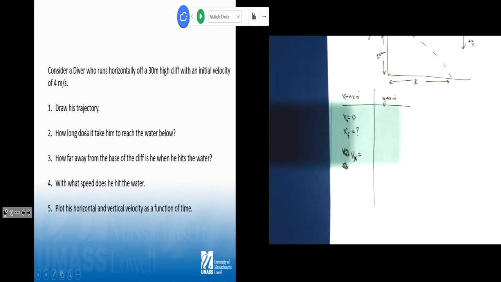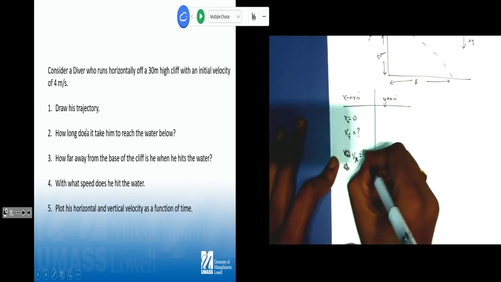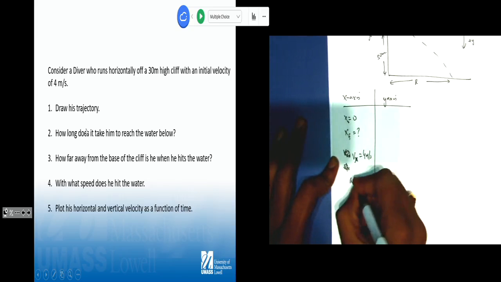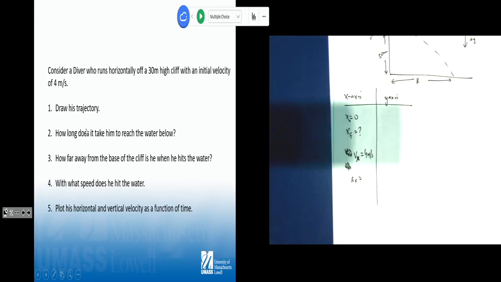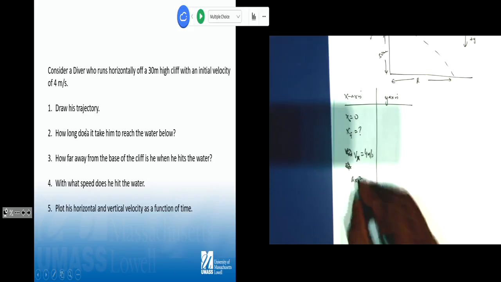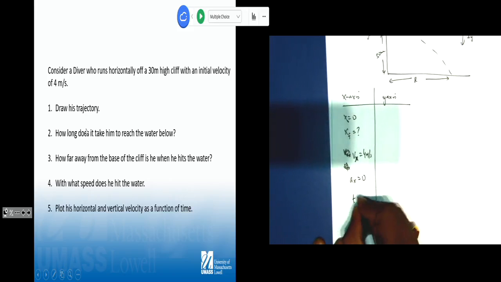Do I know from the question the initial velocity in the x-axis? It's 4 meters per second. That's the part about him diving out horizontally, right? So horizontal is the x-axis, and all of that 4 meters per second is in the x-axis. So that goes there, and similarly, x is 0. Okay, I do not know t.